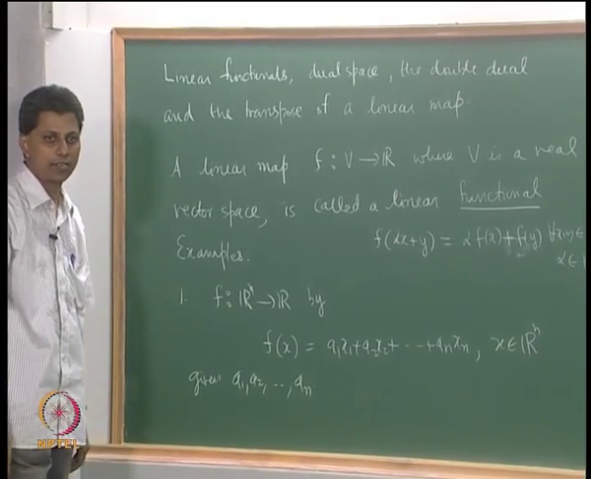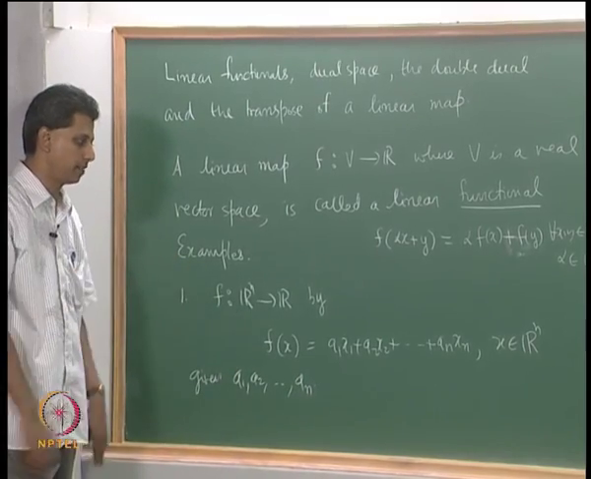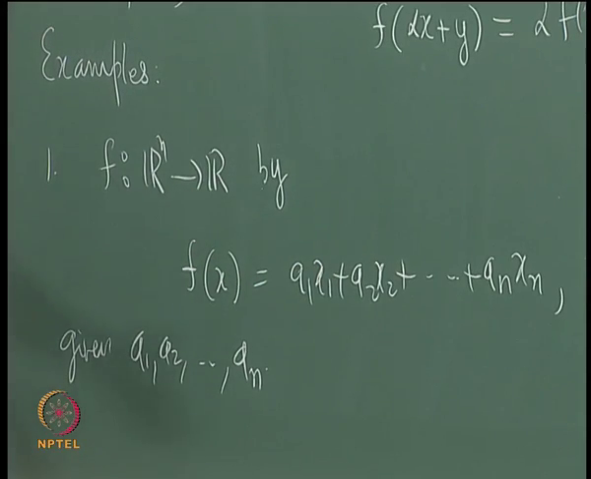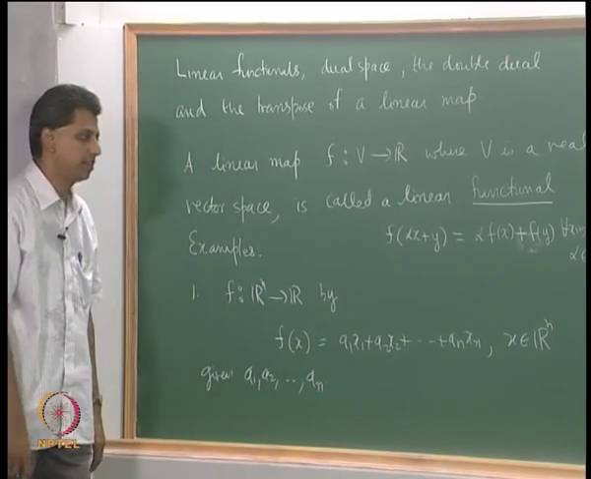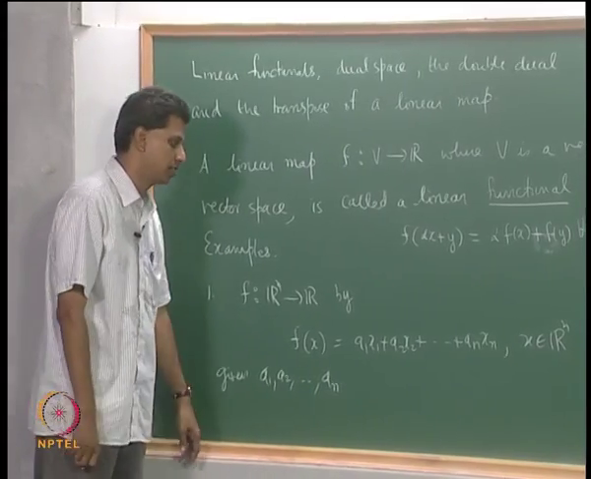This is obviously a linear functional that can be verified immediately. In fact, this is of the form f of x equals a x, where a is just the row vector consisting of the elements a1, a2, etc., an. So row vector times the column vector x1, etc., xn. This is a linear functional. Now what is important is to see that any linear functional on R^n can be given by this representation. That gives a complete understanding of linear functionals over R^n, in fact over any F^n. This is a linear functional, all right, but if you take any other linear functional, that must also be of this form. Then we have completely understood what linear functionals over R^n are.